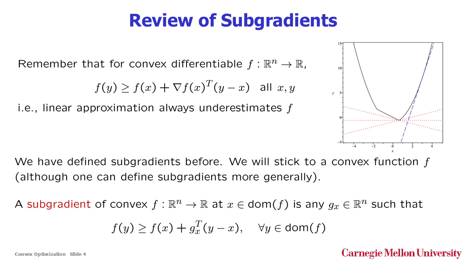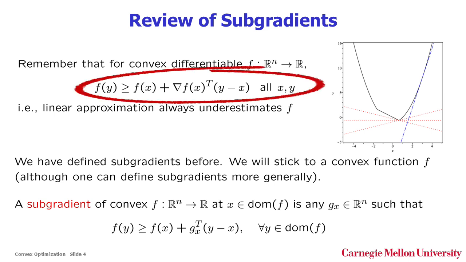As a reminder, when a function f is convex and differentiable, then we have this important inequality which states that the first-order Taylor series approximation of f is a global underestimate of the function. Formally, f of y is at least as big as f of x plus the gradient of f at x transposed times y minus x, for all x and y.